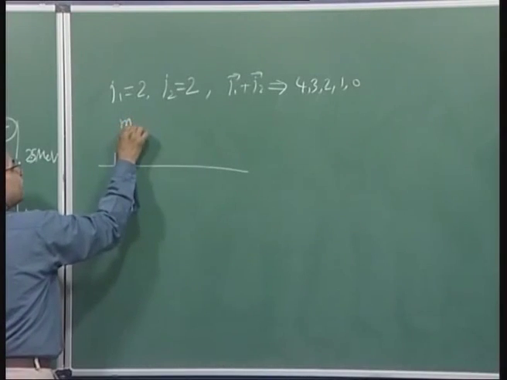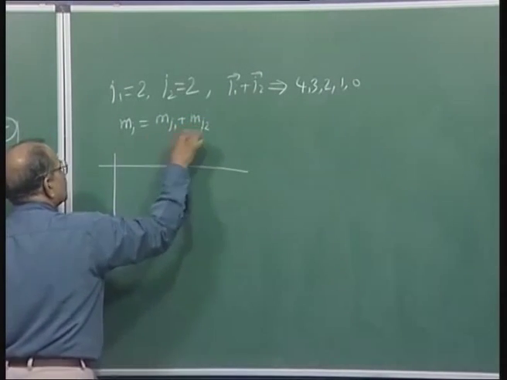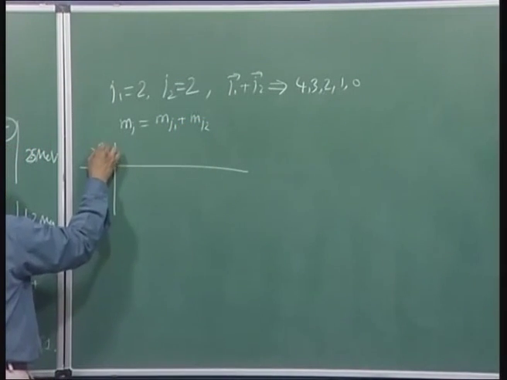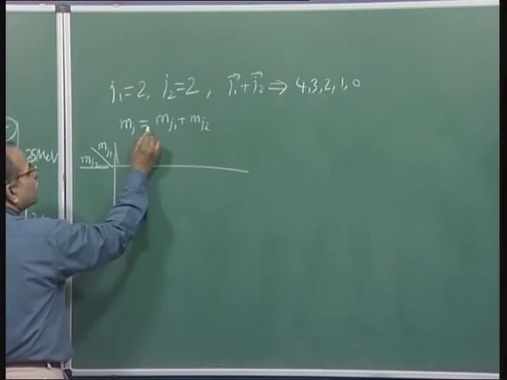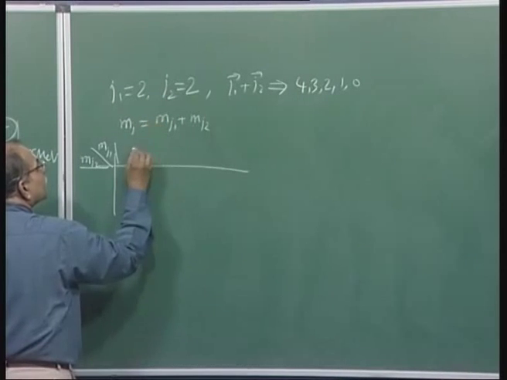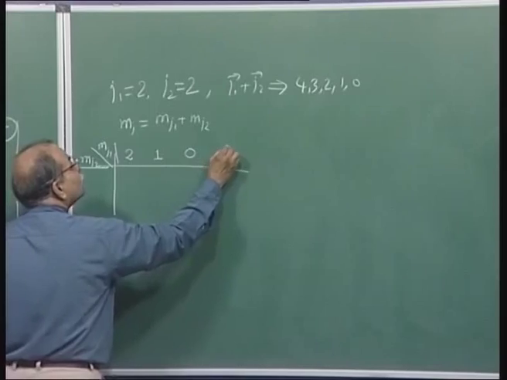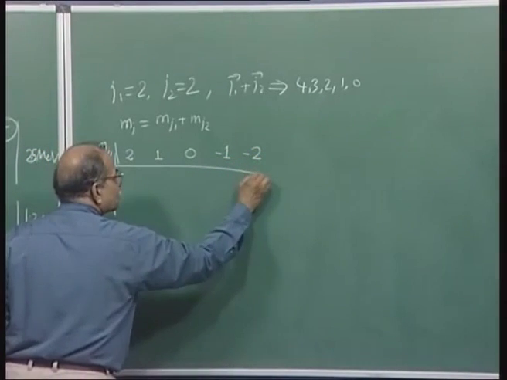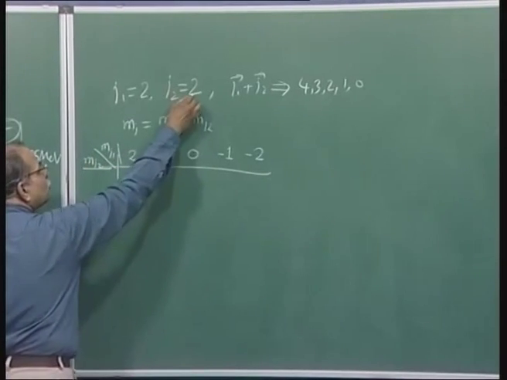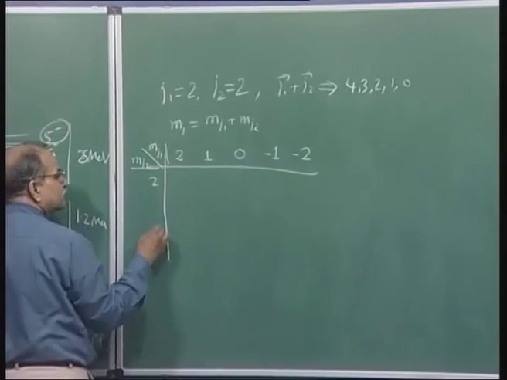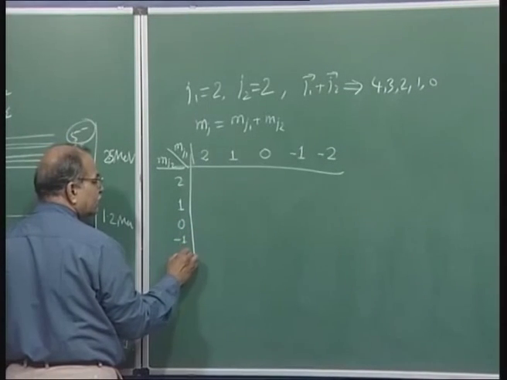You know, Mj will be equal to Mj1 plus Mj2. So let me write Mj1 this side and Mj2 this side. What are the possible values of Mj1? 2, 1, 0, minus 1 and minus 2. And what are the possible values of Mj2? Again 2, 1, 0, minus 1 and minus 2.